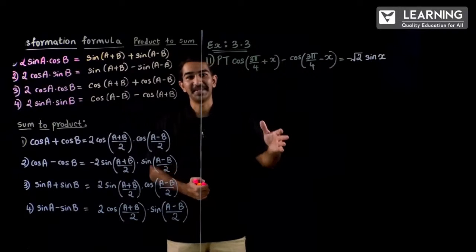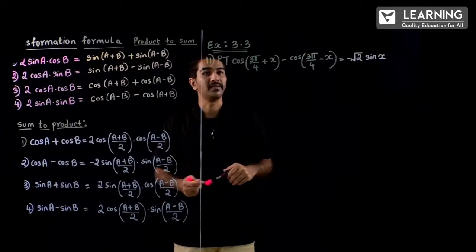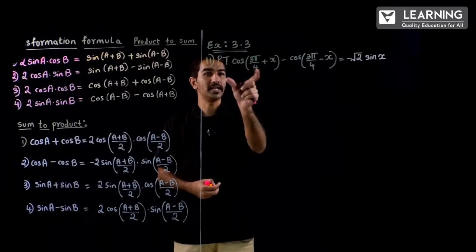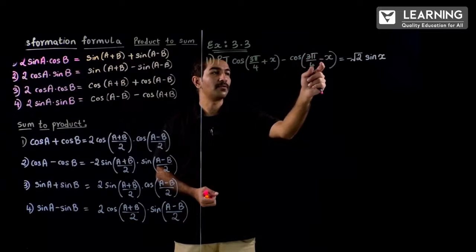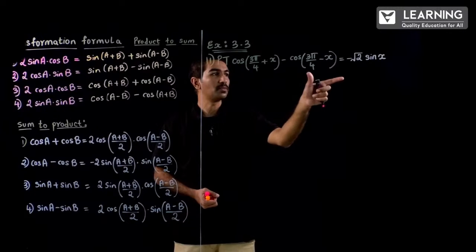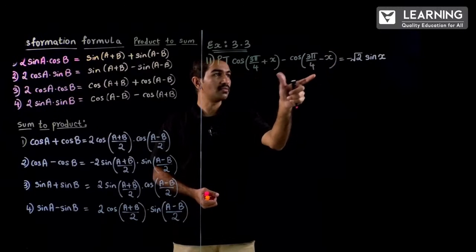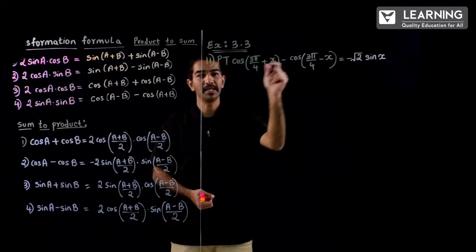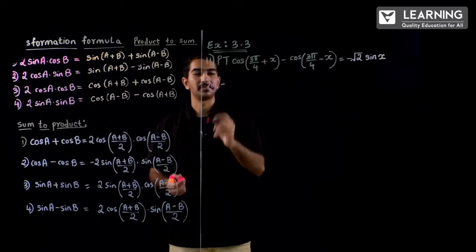Understood? So let us begin with the very first question using these formulas. Number 11 we have. Here we have to prove that cos of 3 pi by 4 plus x minus cos of 3 pi by 4 minus x is equal to minus root 2 sin x. So this is what we have to prove. We'll take the left hand side, simplify this, solve this, we should be getting the right hand side. So let us begin with this. Let us start with the solution.